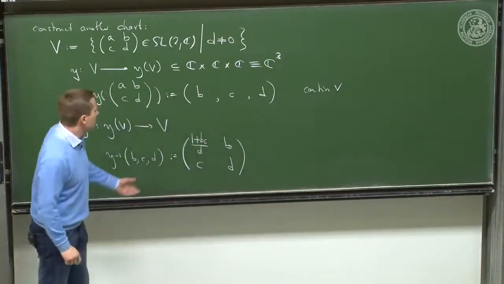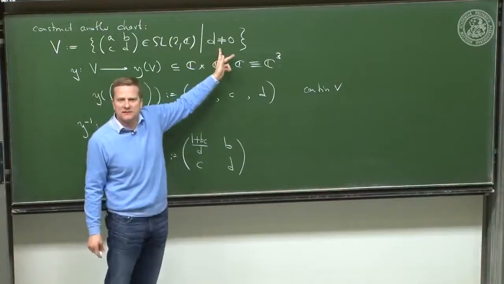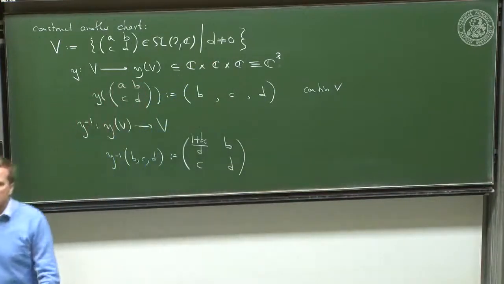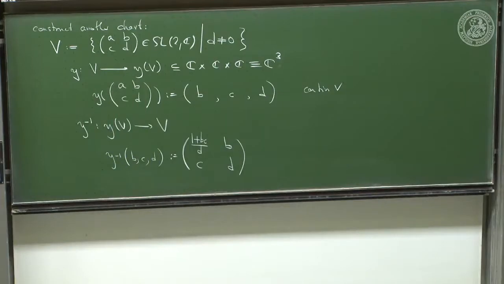So the B by D worries us, but we excluded it. One question: why are you choosing the D this time? Because this doesn't give you a cover. You can easily have a matrix with A and D being equal to 0 and still be a part of SL2C. That's right. I didn't say it's the only other chart.